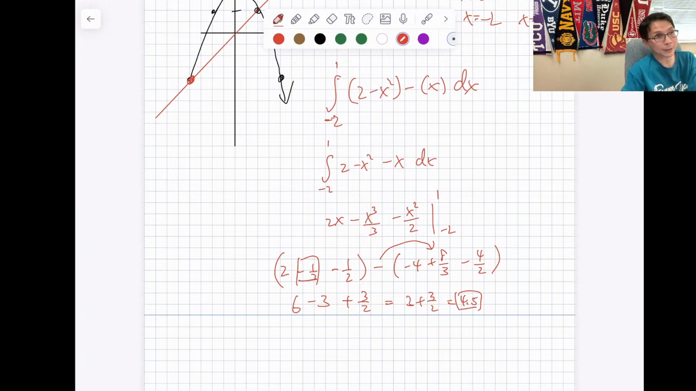Yes? Do you do upper bound minus lower bound, right? Like for the second. Yeah, always upper minus lower. That's FTC, the fundamental theorem of calculus.